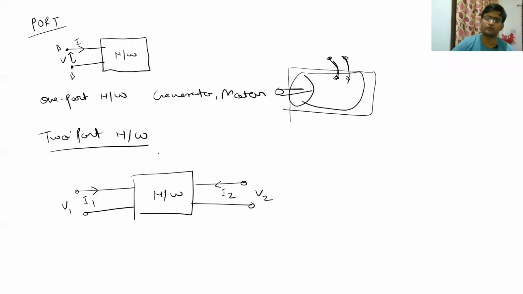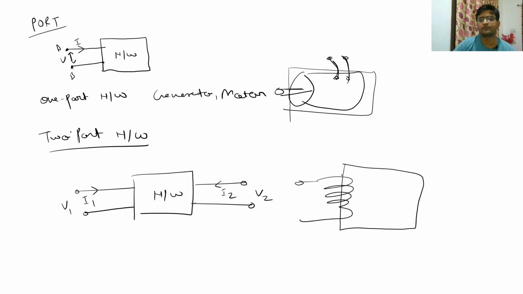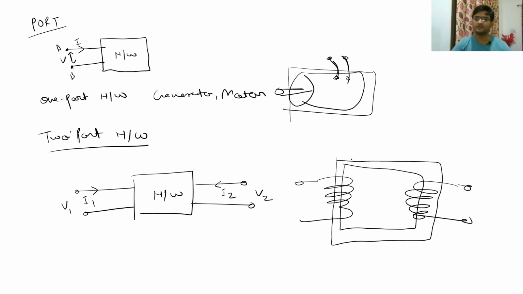So what is the example of a two-port network? Definitely a transformer. In any transformer, there will be windings on the two sides. It can be either a step up or a step down transformer. What a transformer does is it changes the voltage from input to output. So a transformer is a very good example of a two-port network.